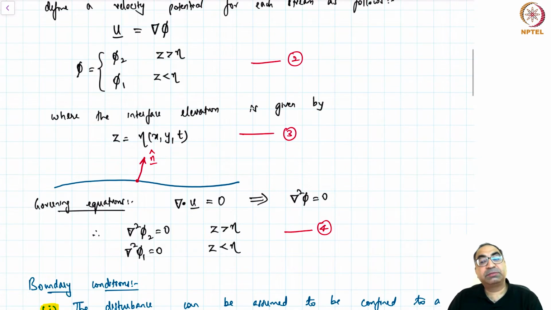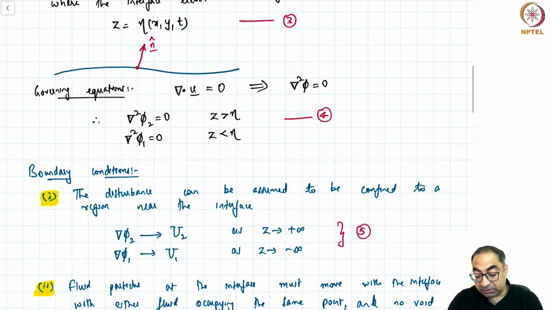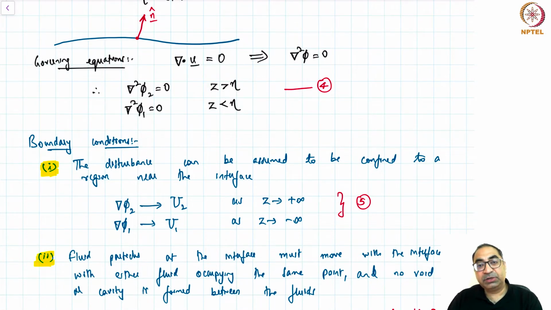Then the fact that the fluid is incompressible basically ensures that the velocity potential satisfies the Laplace equation. That's my equation number 4. And we perturb the interface by the function z is equal to eta of x, y, and t. Above and below this interface, we have the velocity potential phi1 and phi2. Similarly, we have pressure P1 and P2, densities ρ1 and ρ2, and so on.